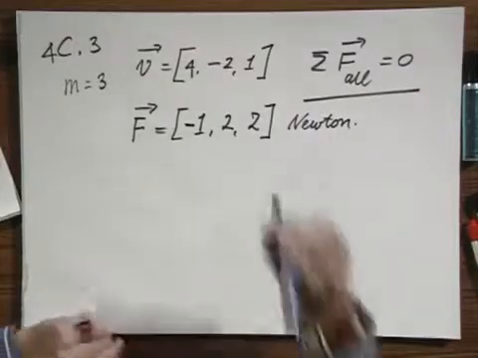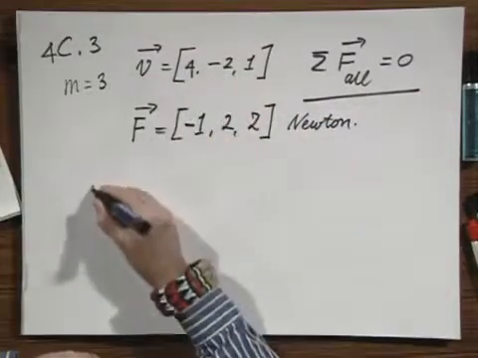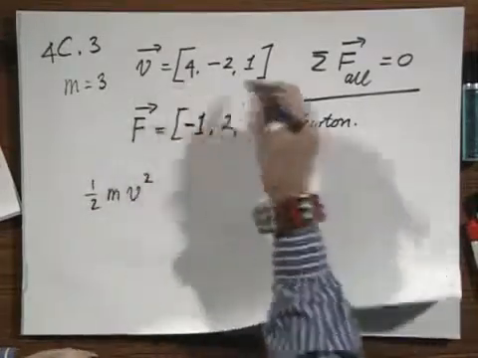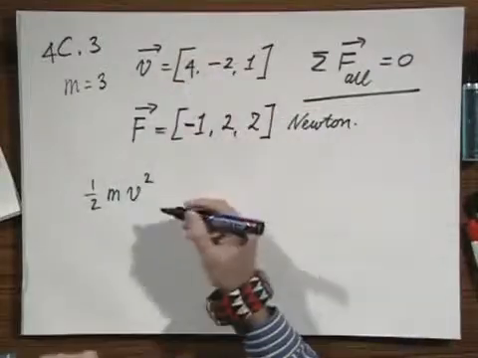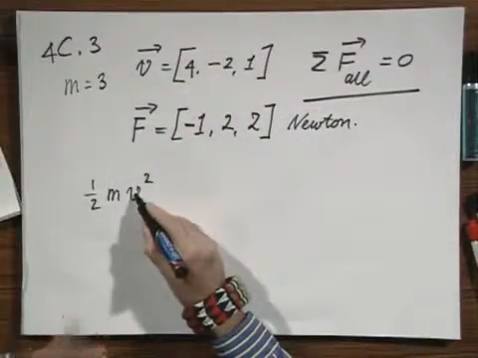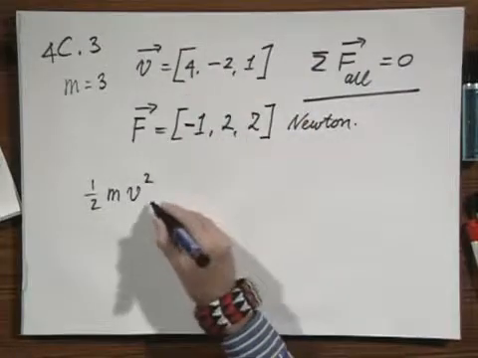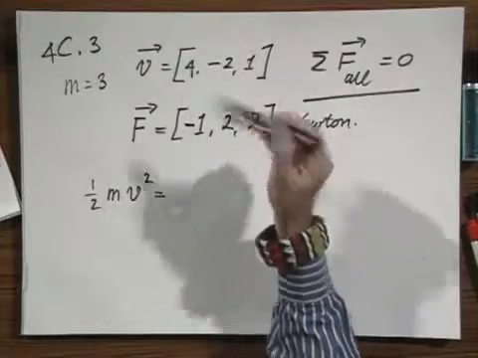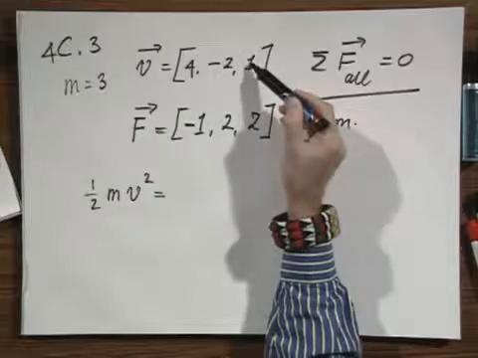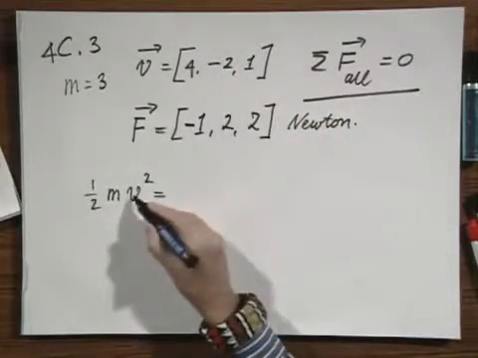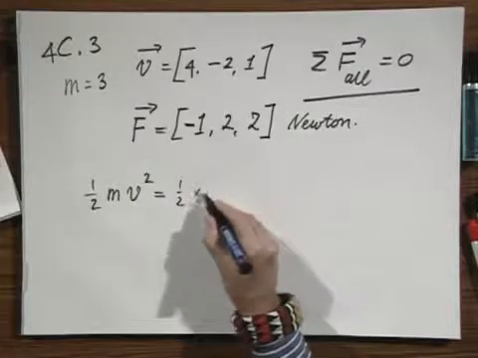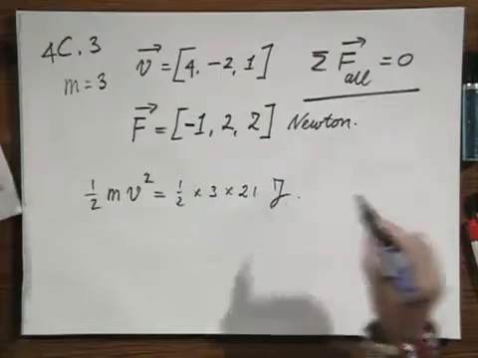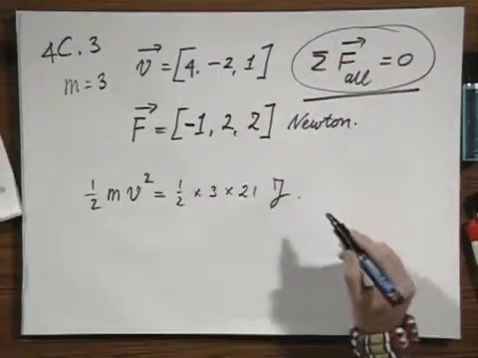Now, the first question is, what is the kinetic energy of this object? The kinetic energy will never change, because the velocity will never change. And if the velocity vector will never change, then of course the speed will never change either. This is the speed, a scalar, whereas this is a vector. And since the speed is the square root of the sum of the squares, 16 plus 4 plus 1, that is 21. So v squared must be 21. So I get 1/2 times 3 times 21, 31.5 joules. And it's never changing because the sum of all forces is 0.